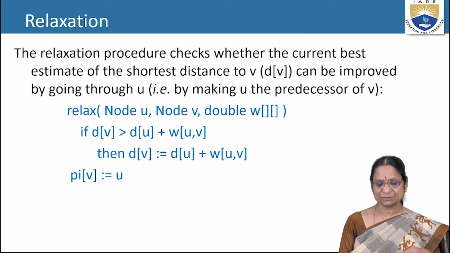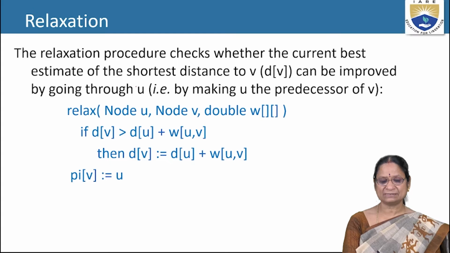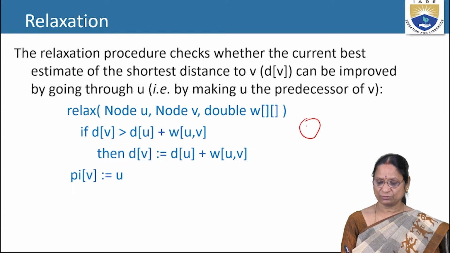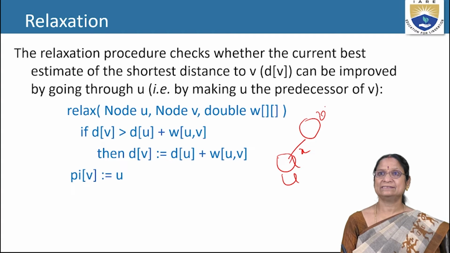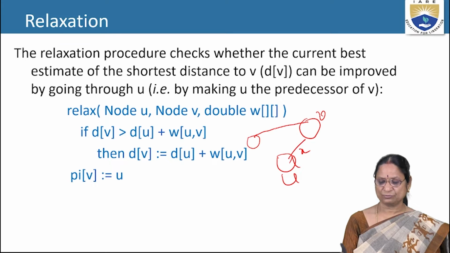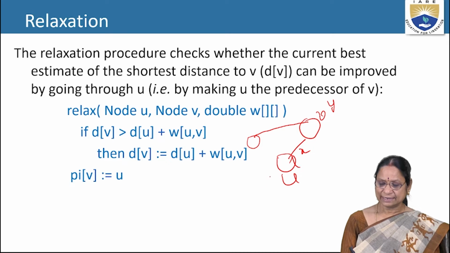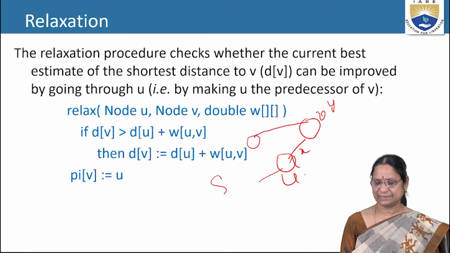This is the relaxation procedure. It checks whether the current best estimate of the shortest distance to V can be improved by going through the U which was selected. That means here, let us assume that we have some V and we have some U. The UV distance is some X. V was already estimated through some other node. The distance of V is estimated, let us assume, as Y. The estimated distance from source to U is, let us assume, Z.